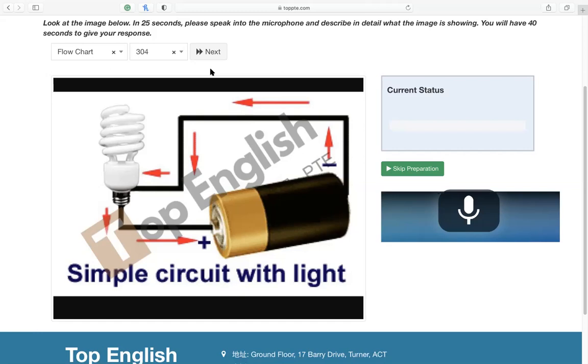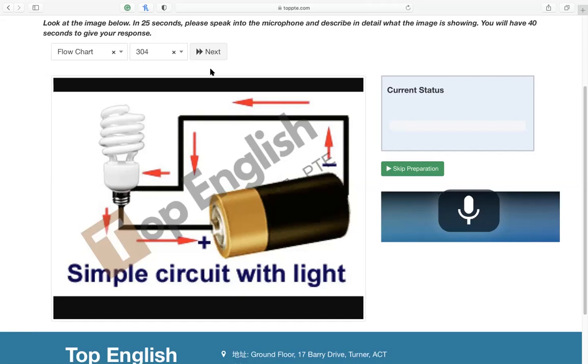This is an interesting image in front of me. Let me have a closer look at the given random picture. The given random picture is a process diagram of a simple circuit with light. In the diagram, I can see a battery, which is black and golden in color. It's got positive and negative currents.